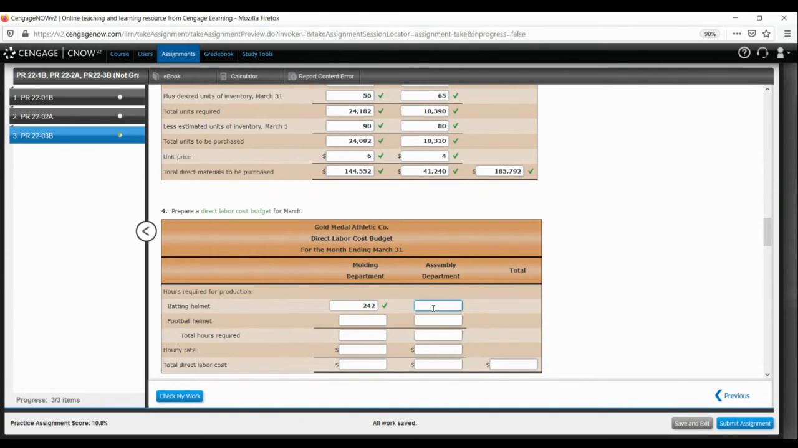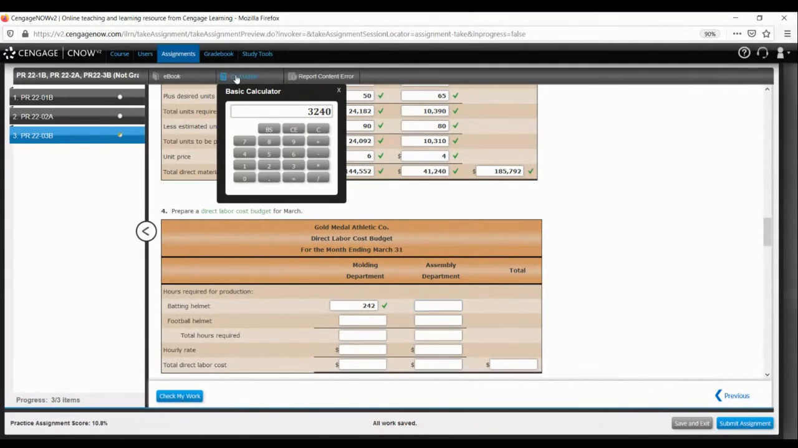So I am going to fill in the assembly department batting helmets. The batting helmets was 1210. It took a half an hour to produce those in the assembly department, and 1210 times a half an hour is 605 in the assembly department.